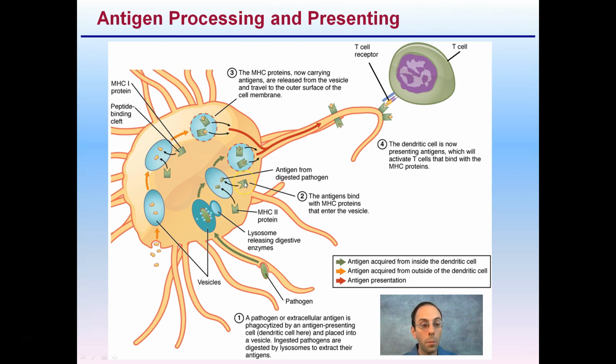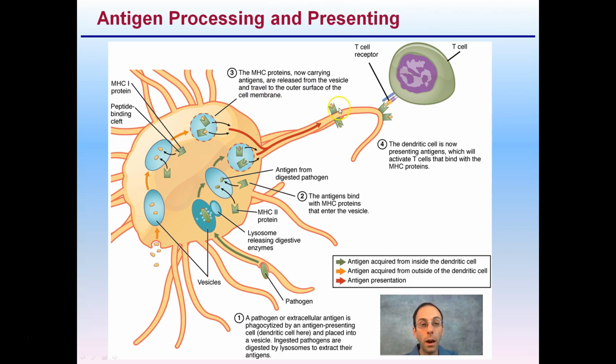These antigens bind with MHC proteins that enter the vesicle here. So we notice it's occurring with the bacterium, and also in the case here where we have our extracellular antigen going through that same process. It's important that these are able to bind with the MHC class 2 protein so that they can be presented on the cell. As we progress further, our MHC proteins are now carrying the antigens and are released from the vesicle and travel to the outer surface of the cell membrane.